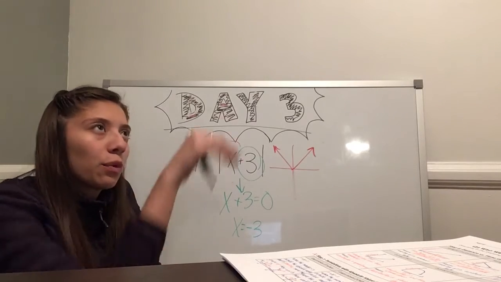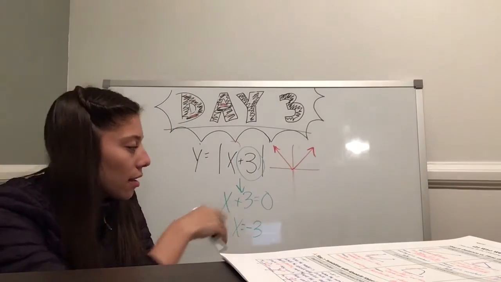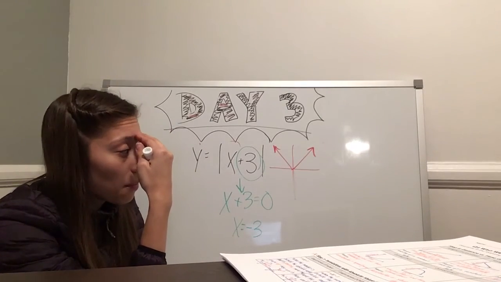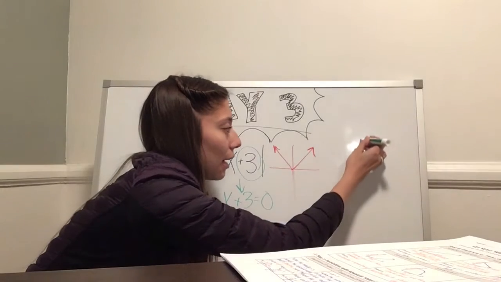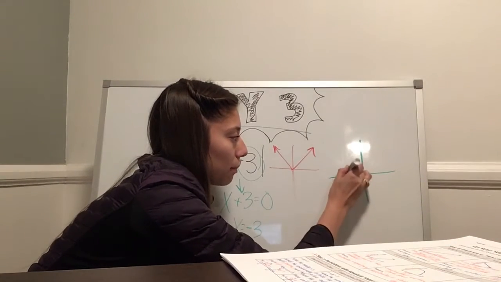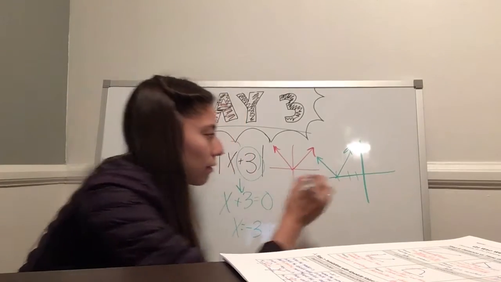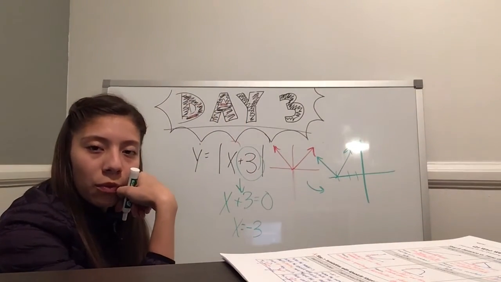When it was positive, we went up, and when it was negative, we went down. So here, it's inside the absolute value and it's positive, so we're going to move it to the left 3 units. So for my parent function, we move it over.